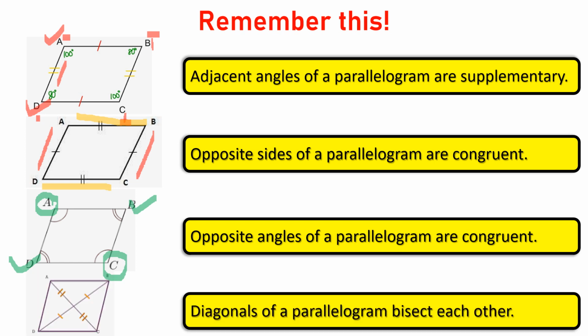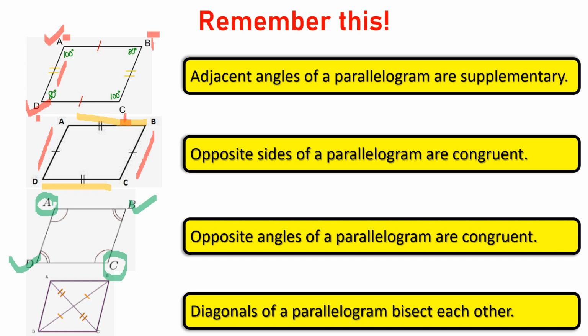Last one is diagonals of a parallelogram bisect each other. Bisect means it divides that line segment exactly into two equal parts. So diagonals of a parallelogram bisect each other. Here AC and BD are the diagonals which bisect each other.